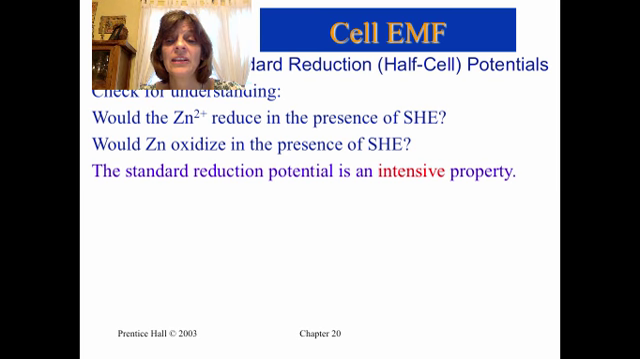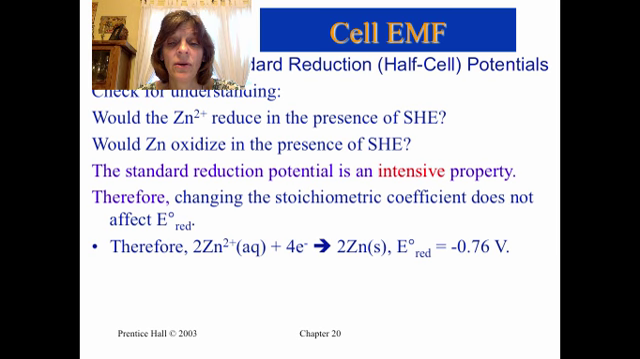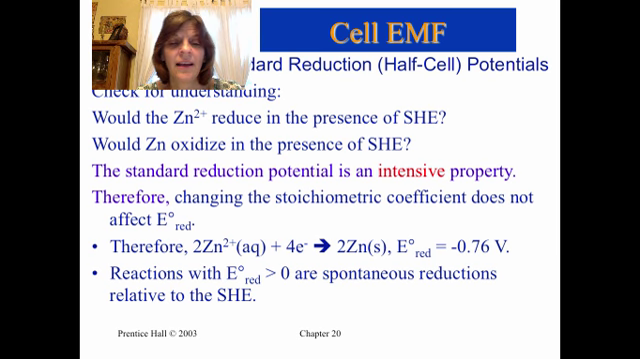The standard reduction potential is an intensive property. Do you remember what that means? Like it's internal, doesn't matter how much you have, how much zinc you have, it's always got that same reduction potential. Changing the stoichiometric coefficient doesn't affect the E of the cell, the standard reduction potential of the zinc. So even if you had to double it for stoichiometry, you'd still have a reduction potential of negative 0.76. It's kind of slick.